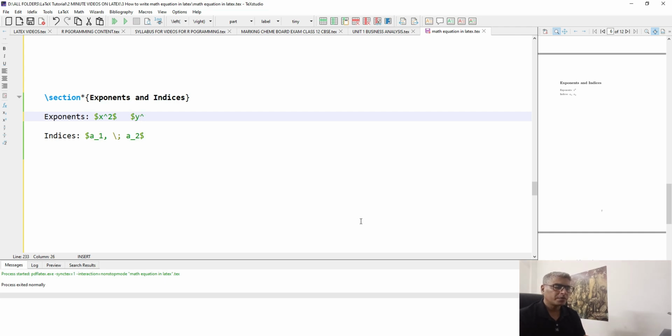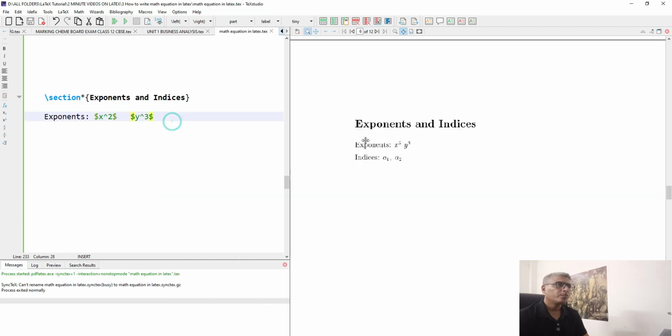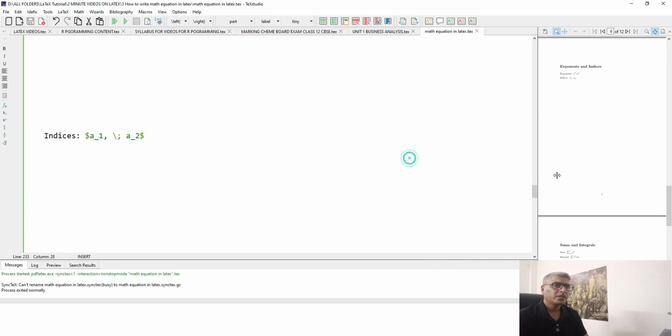You have to use this particular symbol and write 3 here, then close this particular bracket. Here we have used an example which is x raised to the power 2. So let's see the result here. Here you can see that x raised to the power 2 and y raised to the power 3 is written here. Now let's understand how to write underscore, any number in underscore form, as we have written here.